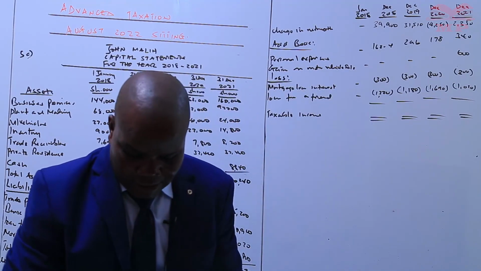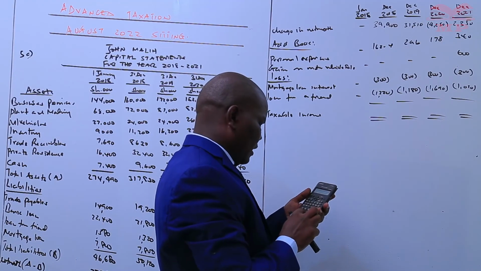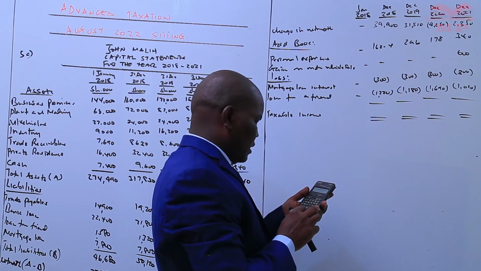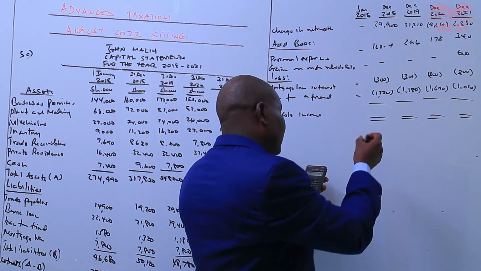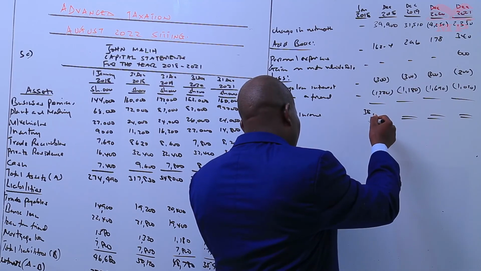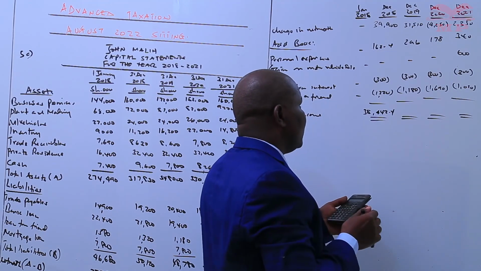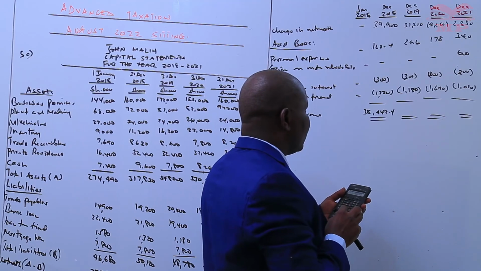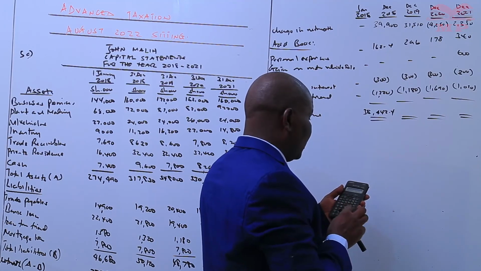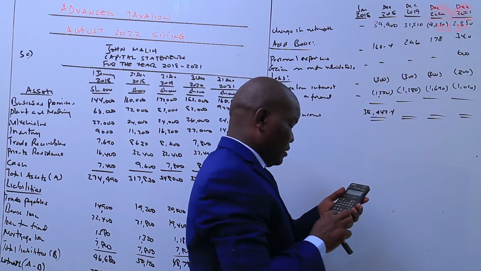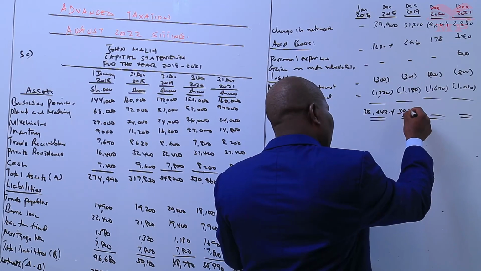So let me start with 2018. That is 39,900 plus 162.4 less 300 less 1320. I get 38,442.4 positive. 2019, I have 31,510 less 300 less 1180. I get 30,030.